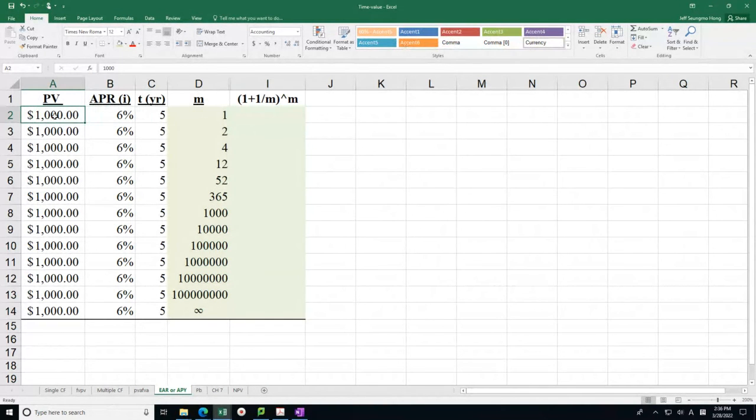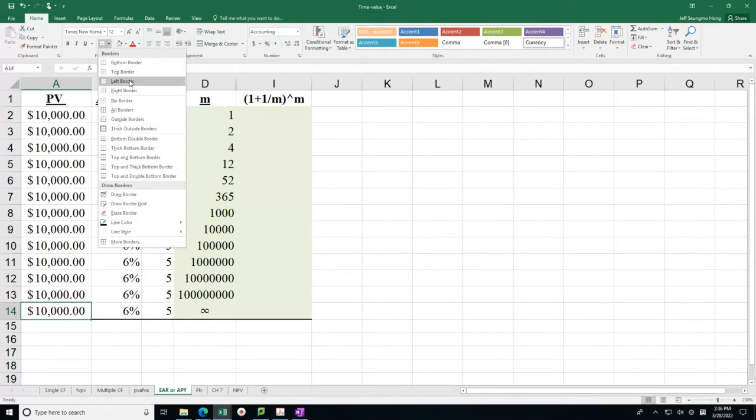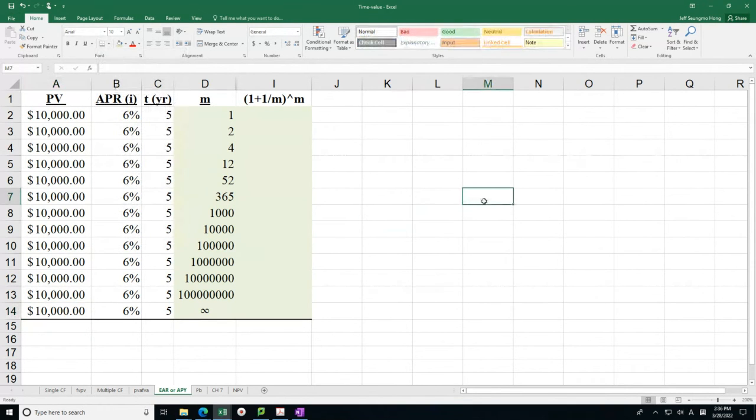So we have a $1,000 principal, right? Suppose we have $1,000 principal. Make it 10,000, because that's the example we've been doing. Let's just make that 10,000, and 6% APR, 5 years. We know the answers to this. We've done these.